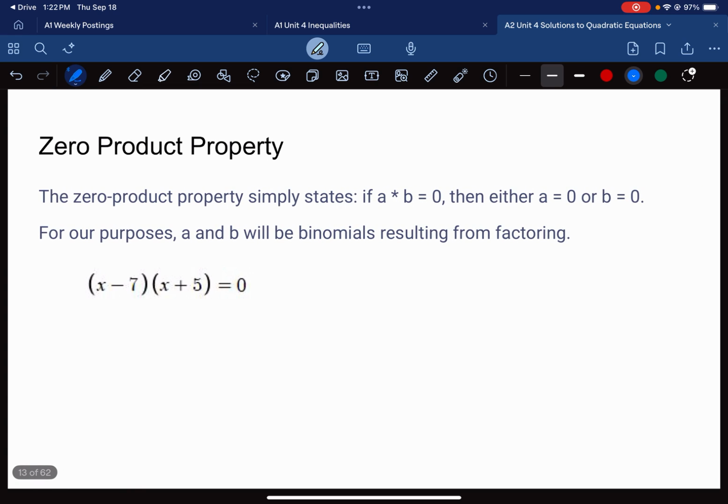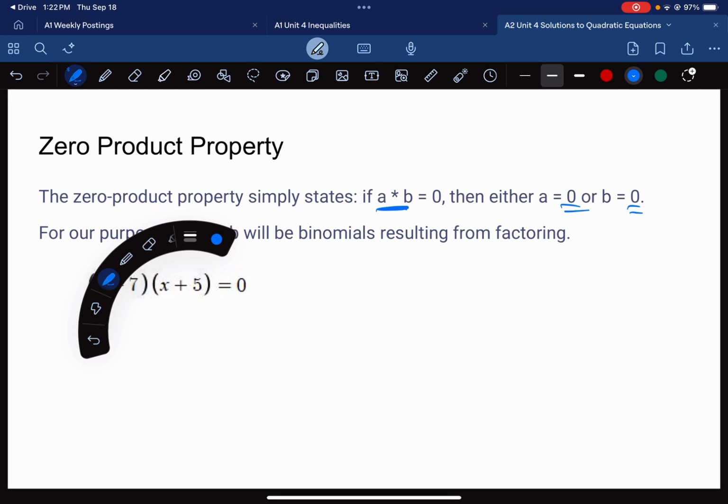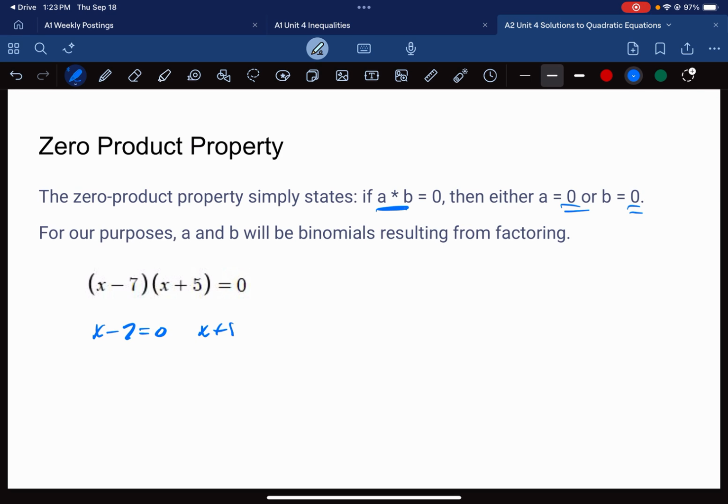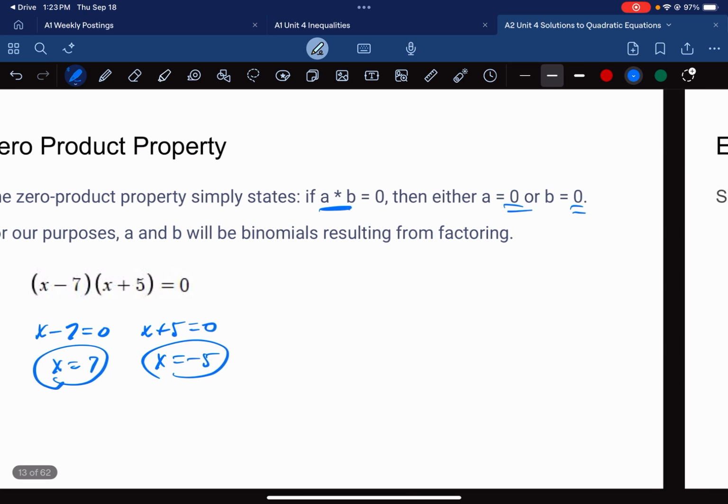So here's why that works. The zero product property simply states if you multiply a and b together and get 0, one of the two's got to be 0, okay? So a and b in this case, a is this x minus 7, and b is the x plus 5. So what we're saying here is basically either x minus 7 is 0 or x plus 5 is 0. And these are going to give us our solutions when we solve. And we simply add 7 and subtract 5. And the two solutions to this equation are 7 and negative 5. Okay? That's due to the zero product property.